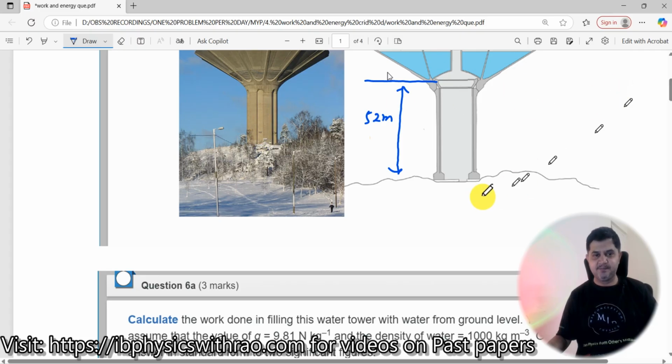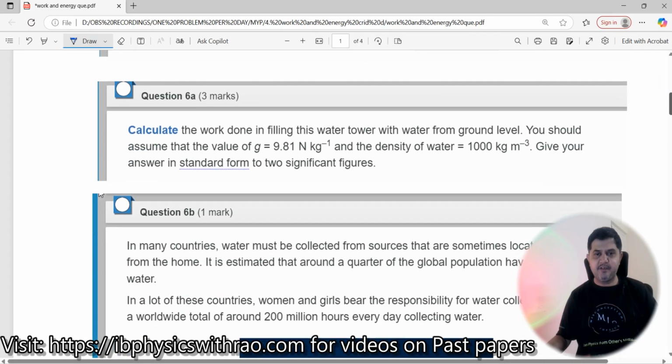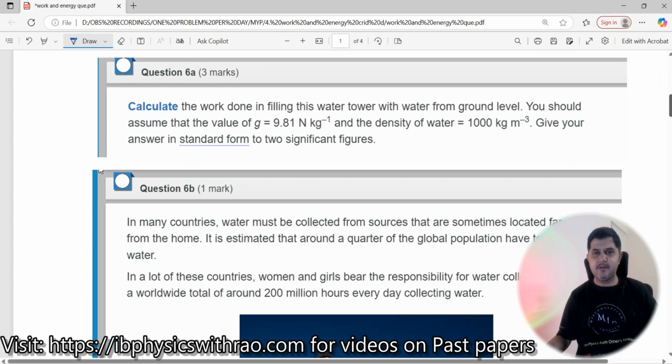But of course even now, if you go to some places like universities, colleges, and so on, you might be able to see this. Now calculate the work done in filling this water tower with water from ground level. You need to assume the value of g to be 9.81, and the density of water to be 1000 kg per meter cube. Give your answer in standard form to two significant figures. 3 marks.